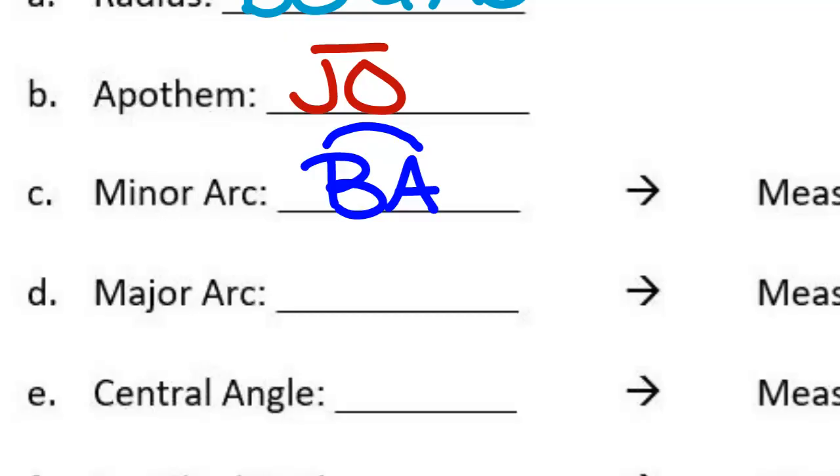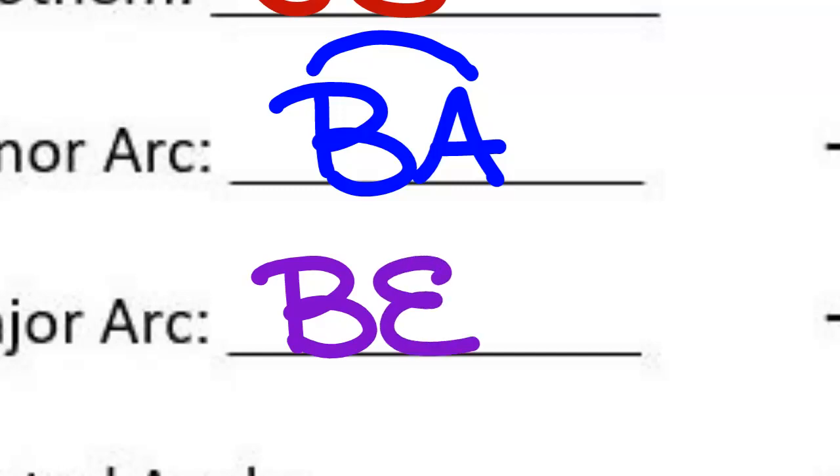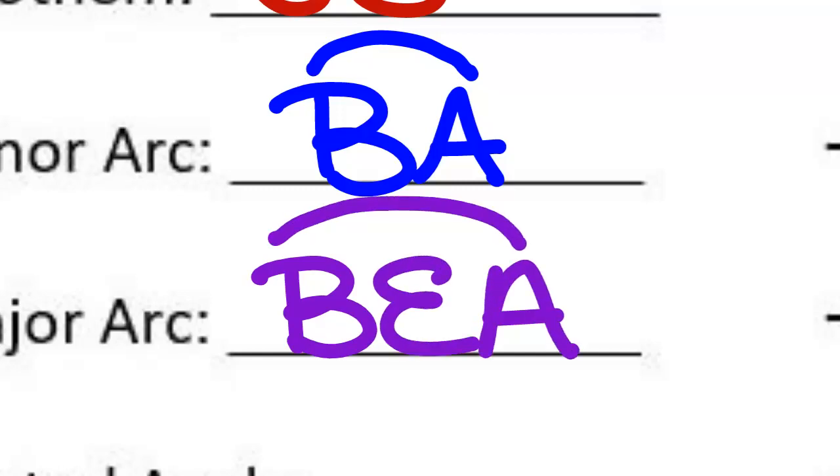We could do B, E, A. We could do B, F, A. I just need that middle letter to show me that I'm going not straight from B to A, but the other way around. So I'm going to do B, E, A. But again, you could do B, D, A. You could do B, F, A. You could do B, G, A.